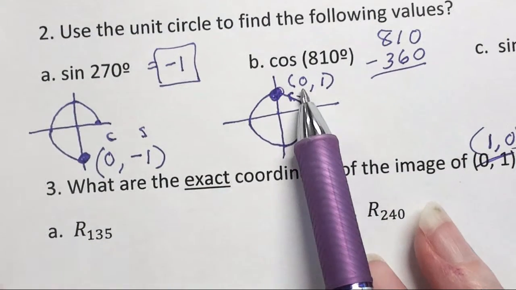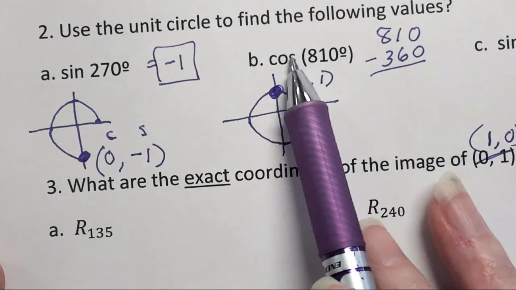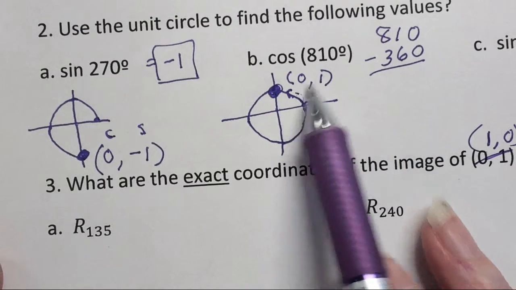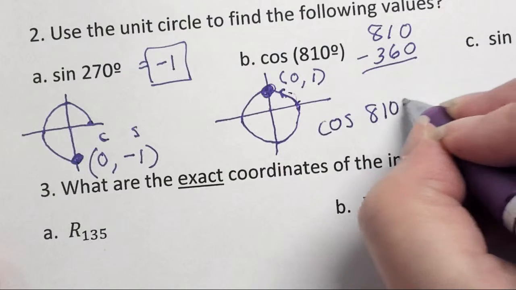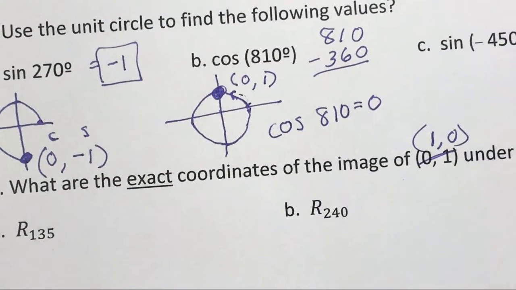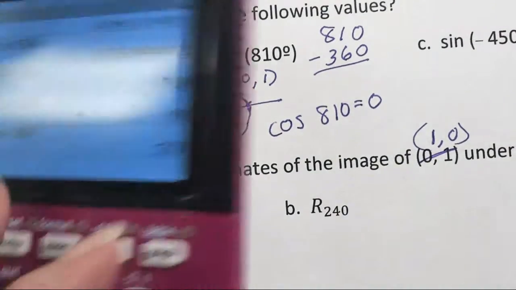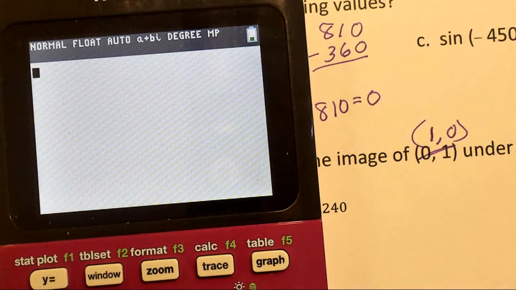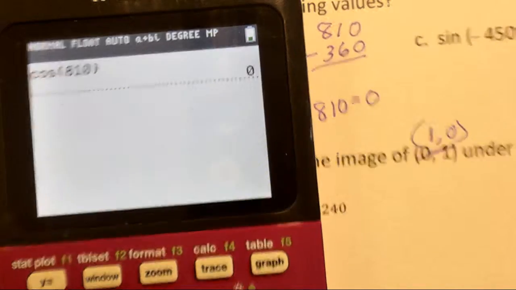My first value is cosine or sine? Cosine. And I want cosine of this, so my cosine is 0. So cosine of 810 is 0. You are going to eventually have to do it without a calculator, but today we're still learning, so I just want you to see that what I'm telling you is correct. So if I punch in cosine of 810, it is 0.